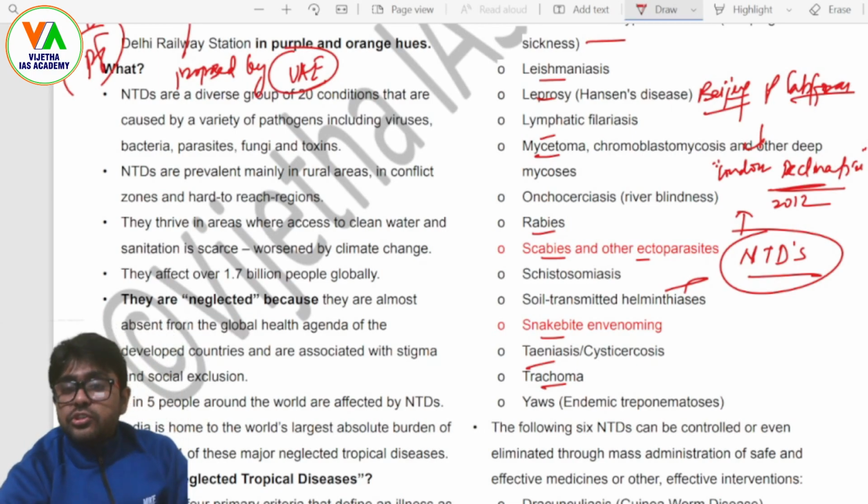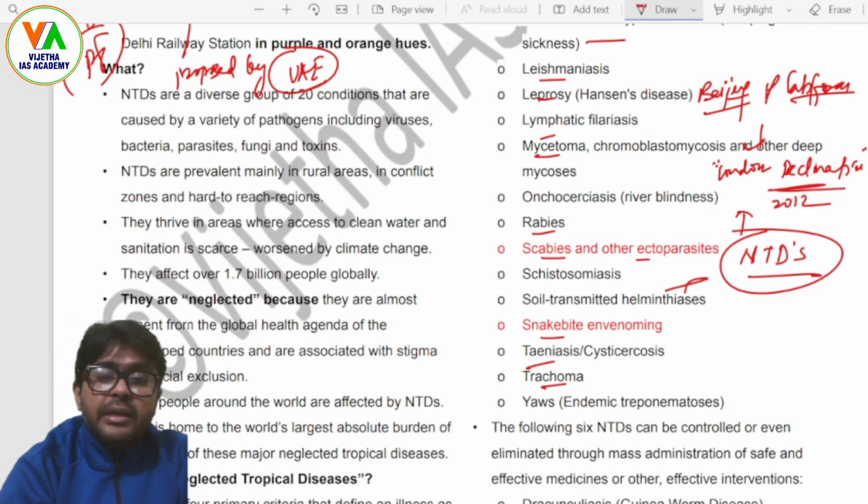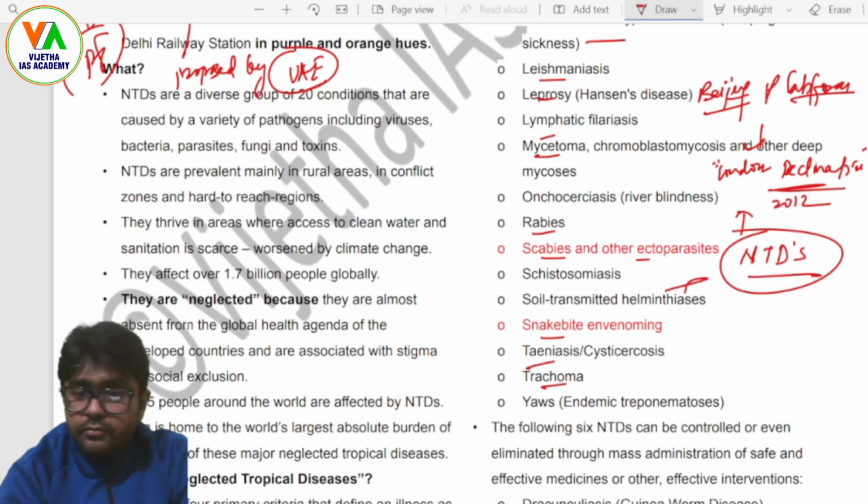So this topic is very important from the prelims and mains analytical perspective. So we have discussed it.